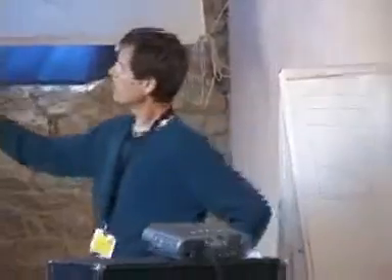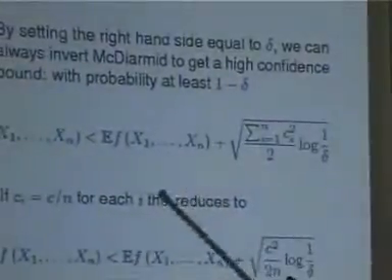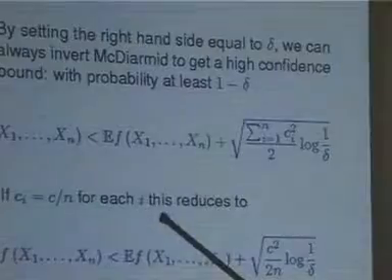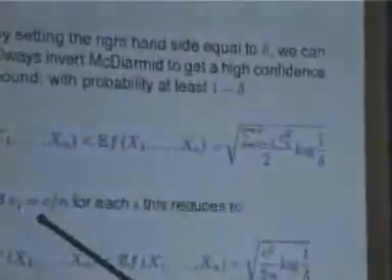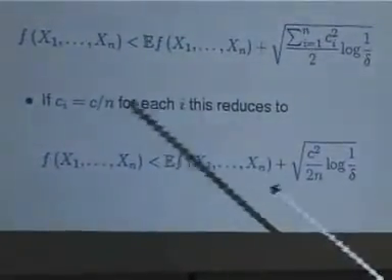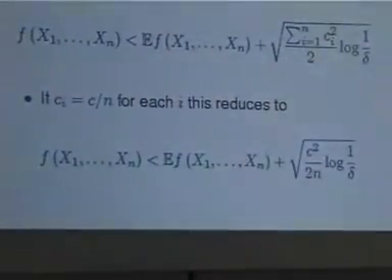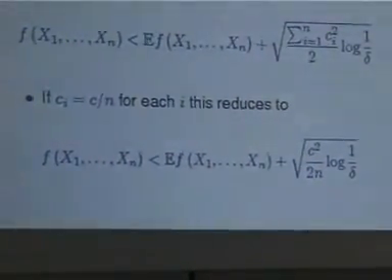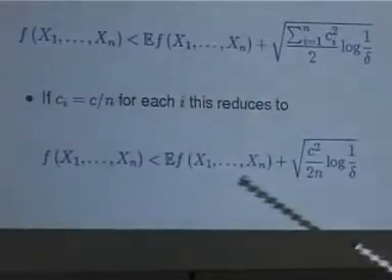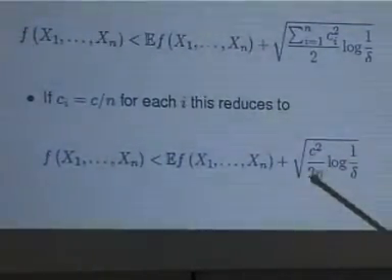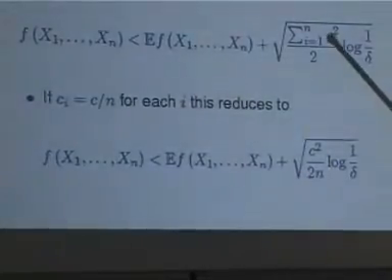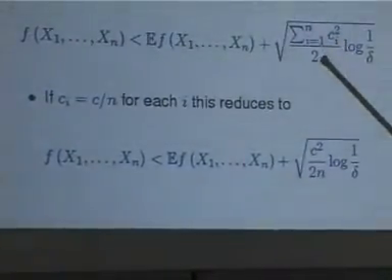Frequently, in our case, we will be using a sample, in which case these will be identically distributed, and therefore the CI will be the same, and very frequently it'll be something like C divided by N, where N is the number of examples. If we just plug that in, we can see that the form we get is this, where the N comes on the bottom now because the CI squared was on the top.